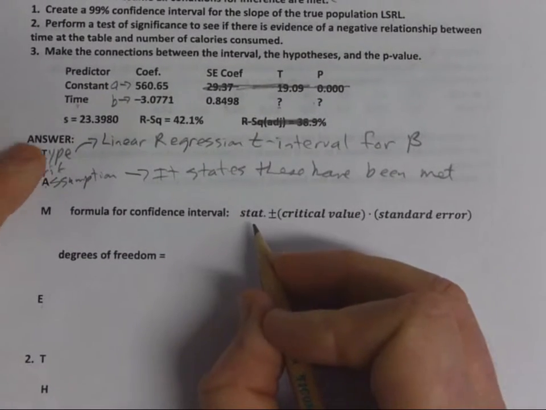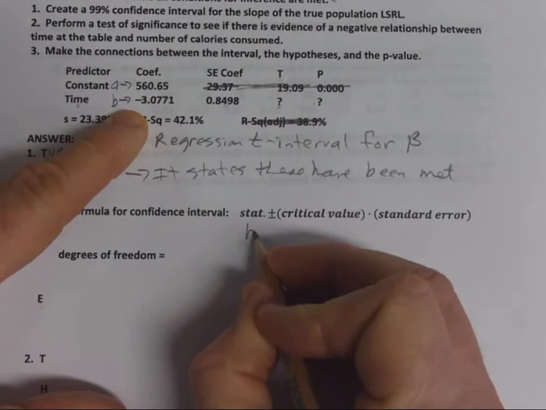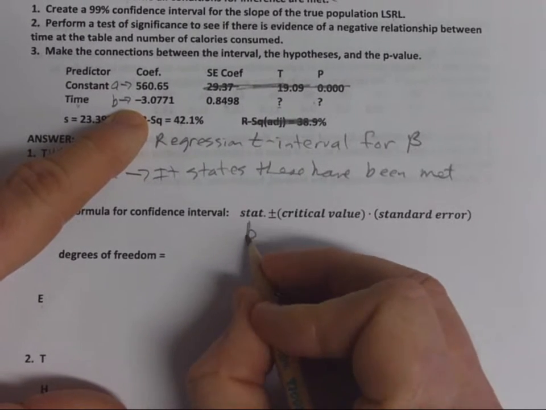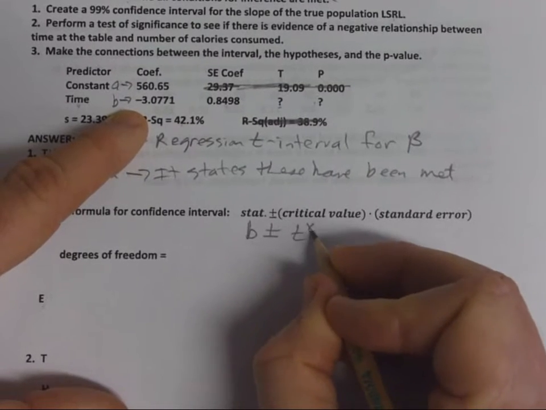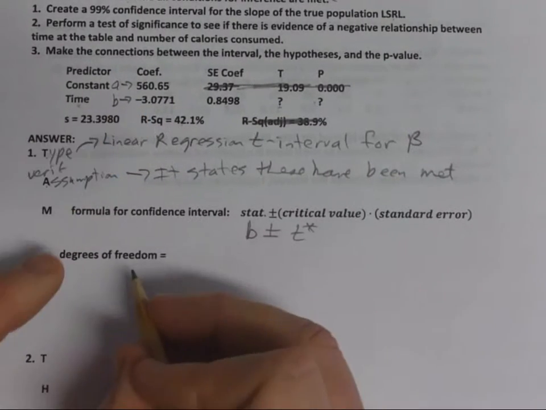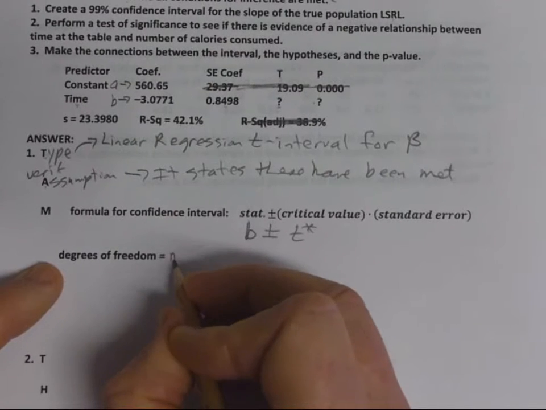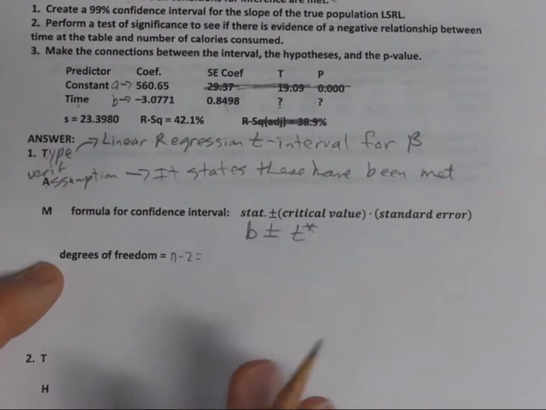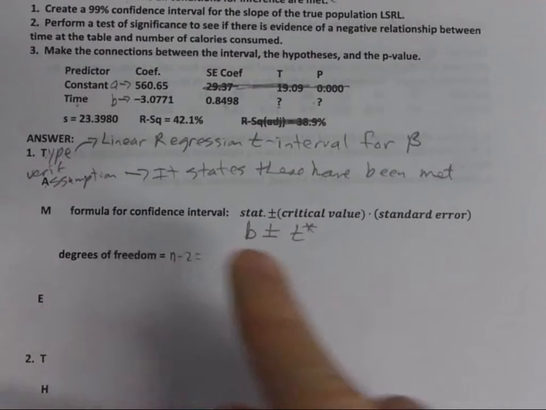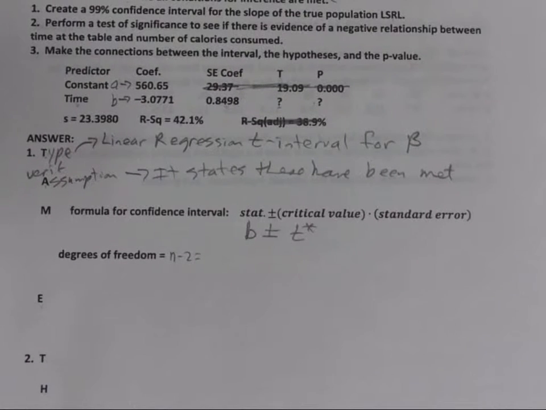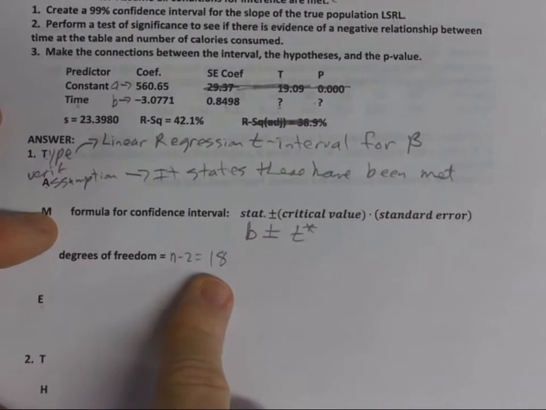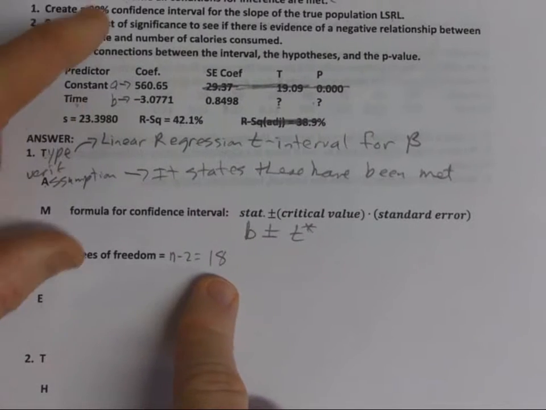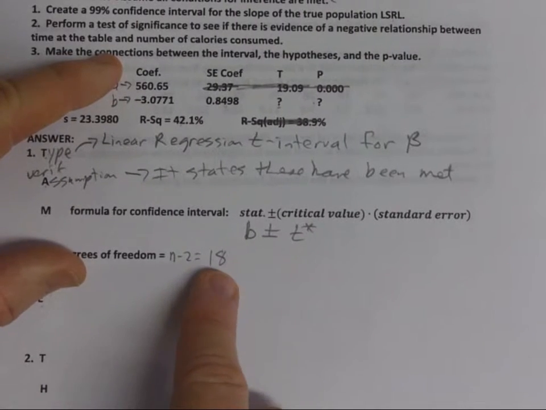Our statistic that we're interested in is b. That's the big stat we're going to use in this chapter. Plus or minus our critical value, which is going to be t star. Since we have a t star, we have to have degrees of freedom, and it's going to be n minus 2. We've got two variables we're working with, so you don't need to know why it's n minus 2 or really even in essence what that means. You just need to know that it identifies which t distribution you're working with. In this case, it's going to be 20 minus 2, which is 18.